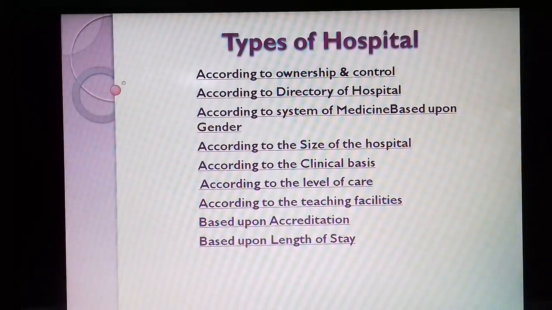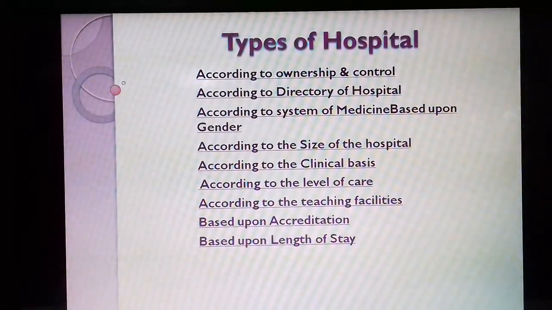Next is according to clinical basis. According to clinical basis, hospitals can be general hospitals and specialized hospitals, which provide care for specialized services. According to the level of care, hospitals can be divided into primary care, secondary care and tertiary care. Next, according to teaching facilities, hospitals can be divided into teaching hospitals and non-teaching hospitals.